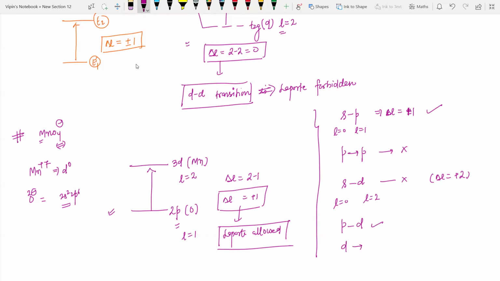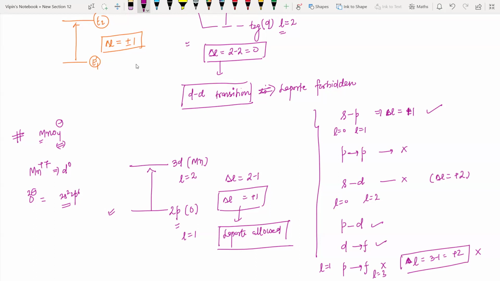D to F, yes, Laporte allowed. And P to F, no, this is Laporte forbidden, because for P, L equal to 1, for F, L equal to 3, then delta L will be 3 minus 1, that is plus 2. So it is Laporte forbidden. So by considering the L values of different kinds of states, we will be able to predict whether a given transition is Laporte forbidden or Laporte allowed.